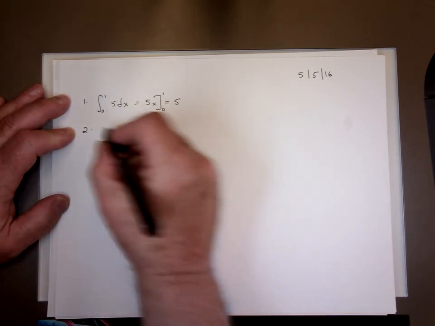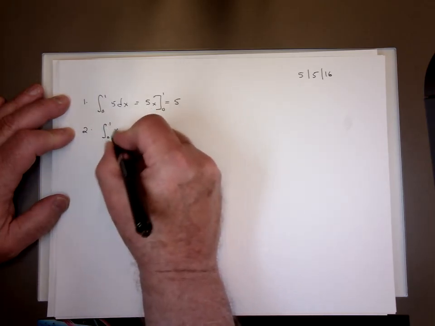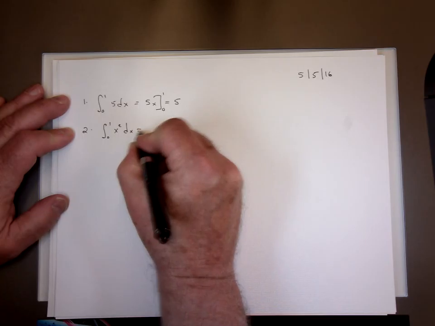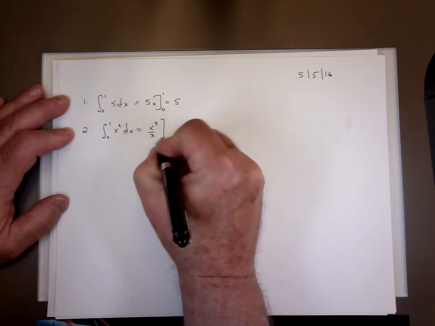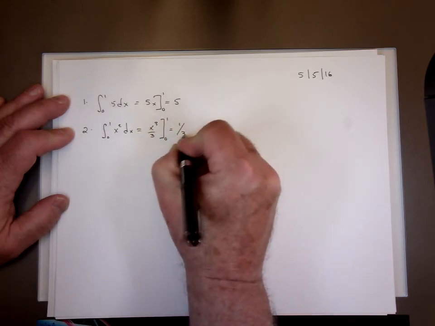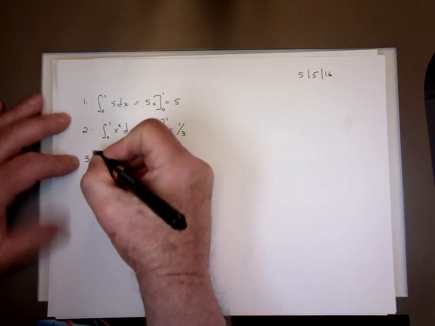Number 2. 0 to 1, x squared. The integral is x cubed over 3, which gives 1/3.